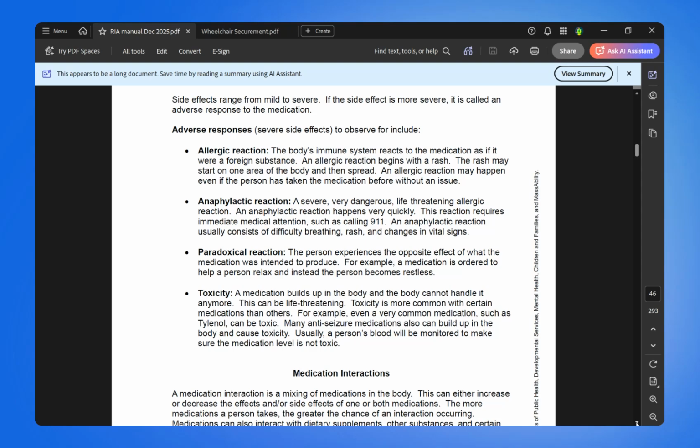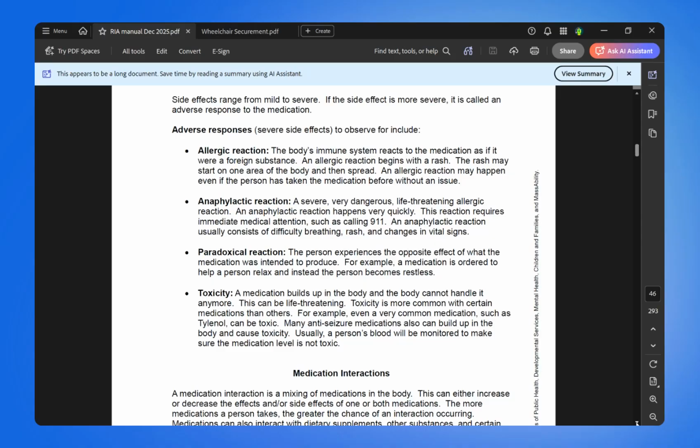A paradoxical reaction is when the person experiences the exact opposite of what the medication was intended to produce. So, for example, a medication that's ordered to help a person relax, and instead the person becomes restless. Or another example would be somebody starts a medication to help them sleep at night, and then that medication has a paradoxical reaction and they stay up all night long without sleeping a wink. So that would be a paradoxical reaction.